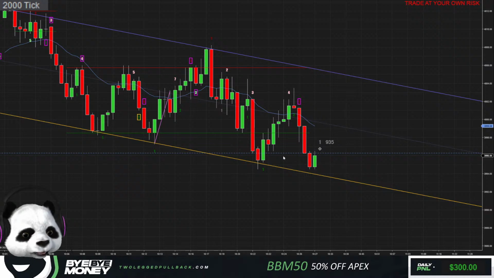Do I like that second entry short? The fact that we had room to the top of the trading range and still room to the top of this channel, I didn't like it. I didn't like it.